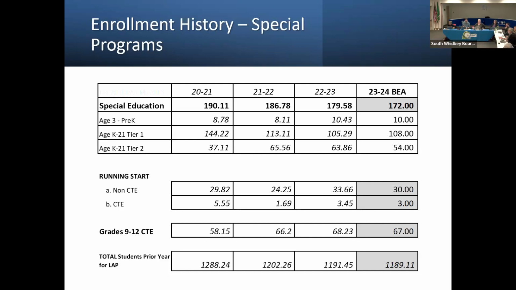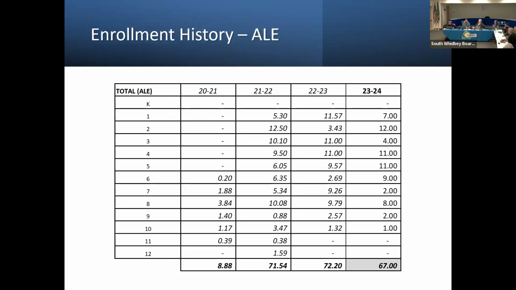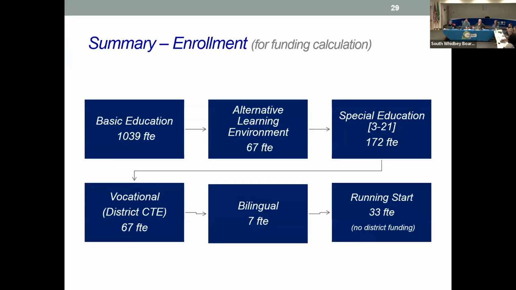CTE, currently at about 68 kids. We're looking at 67 next year. And then LAP is the students, based on this year, we get funding for LAP for next year, which is the Learning Assistance Program. And so it's just a funding model that has 1,189 kids to create a formula. ALE, currently at about 72, looking at about 67 next year. Some of the grades are a little larger and smaller depending on how they move up, but it's pretty much just a movement of kids up and how many we think we'll have.